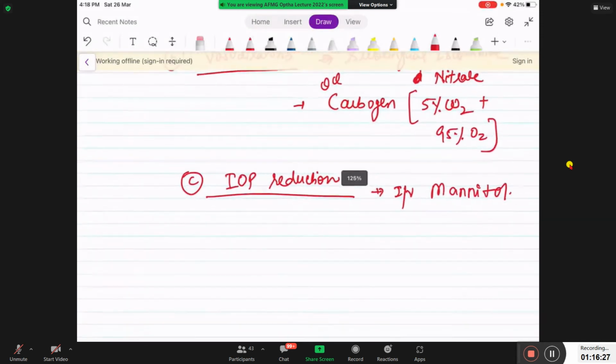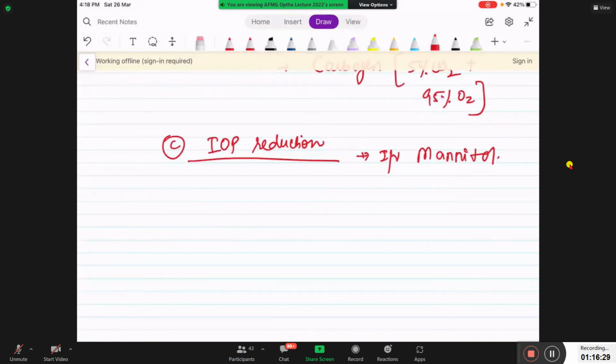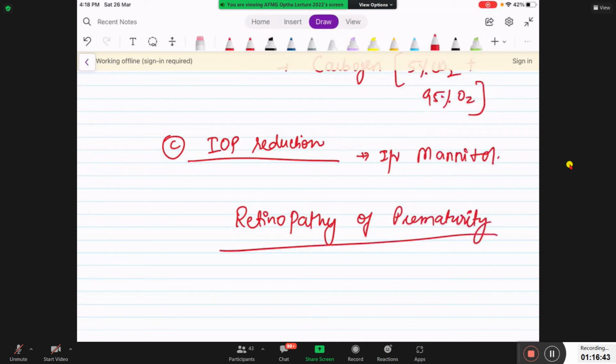Now, the next topic we will take on is retinopathy of prematurity. Retinopathy of prematurity.